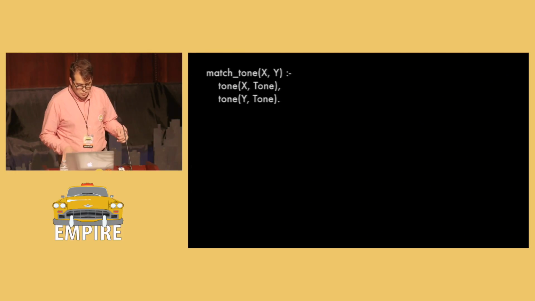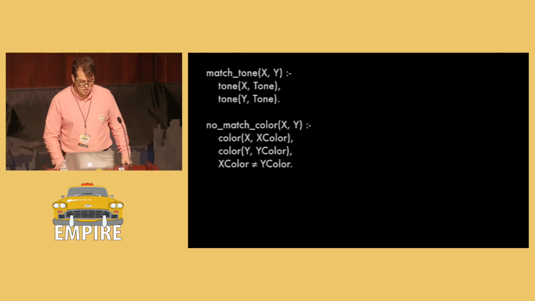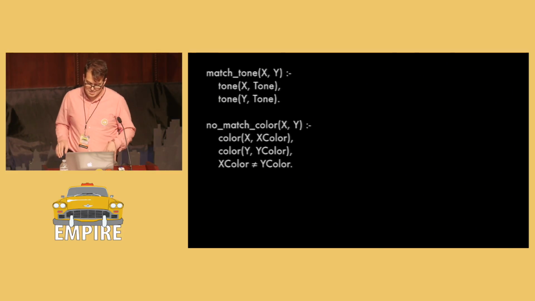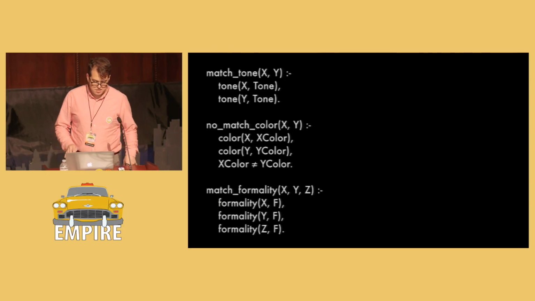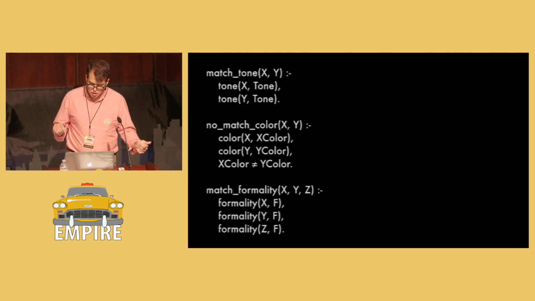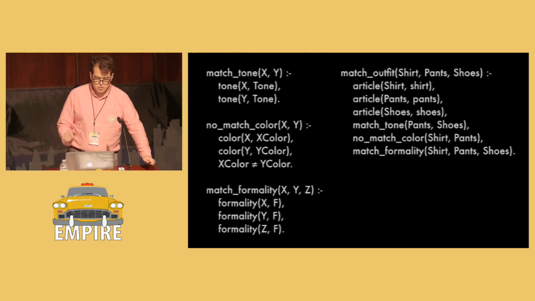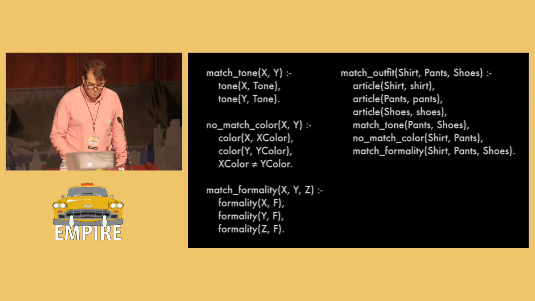So putting this together with some of our other rules, we've got the matching tones, the non-matching colors. Note that we're explicitly saying here that the color associated with X does not match the color associated with Y. And then we put this together with the matching formality. This is a three-member relationship. I don't know how I would draw that as a diagram, but the computer doesn't care. And then this big rule here puts everything together. An outfit is a shirt, pants, and shoes, and they all coordinate with each other.